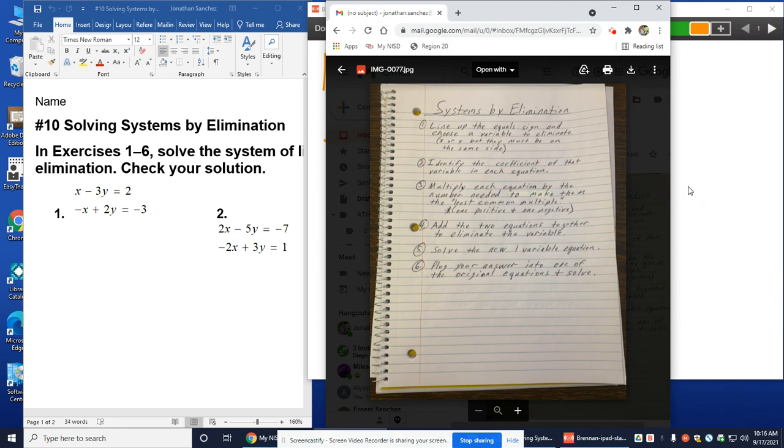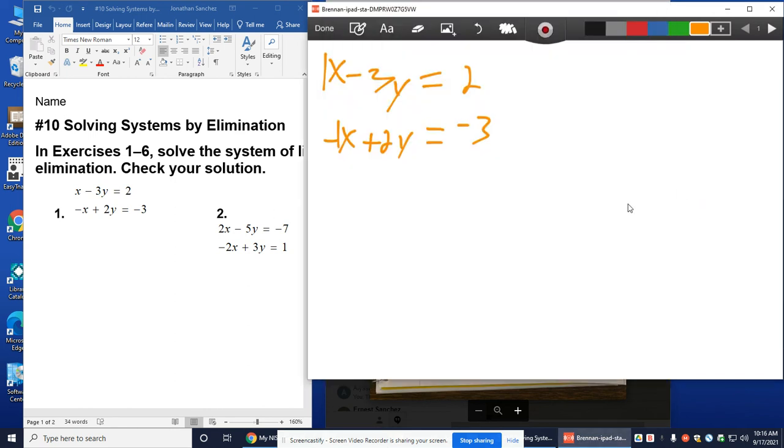A least common multiple is the number that both of the numbers can be multiplied to get. So like 3 and 2, what's the smallest number that they can both be multiplied to get? 6, right? I can multiply 3 by 2 and get 6. I can multiply 2 by 3 and get 6.